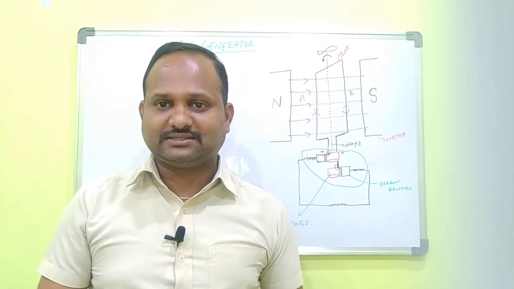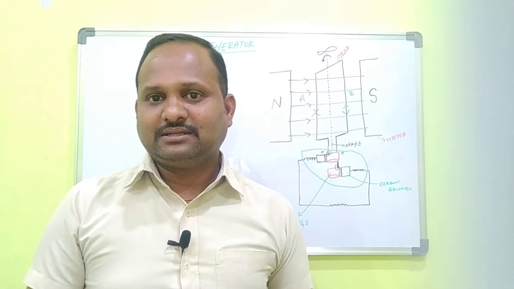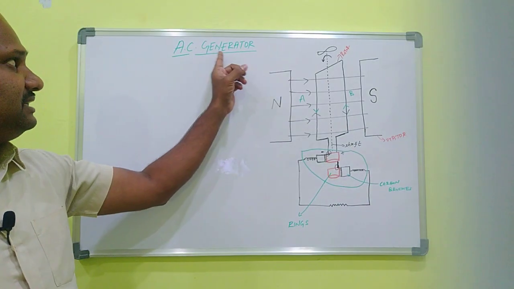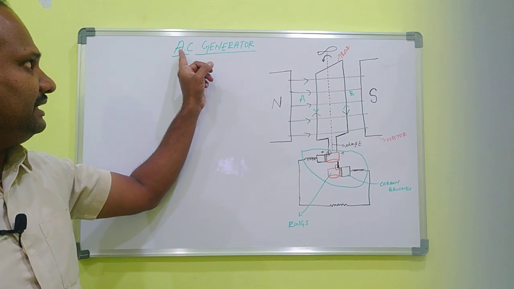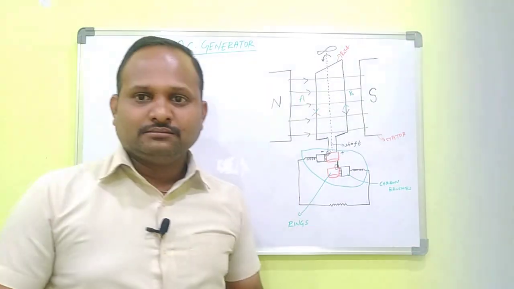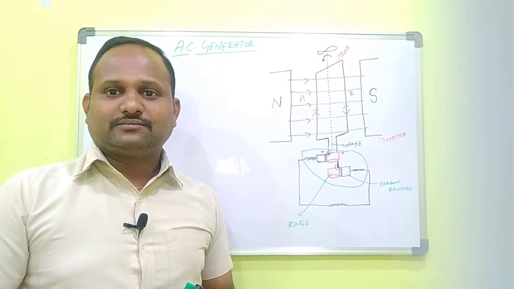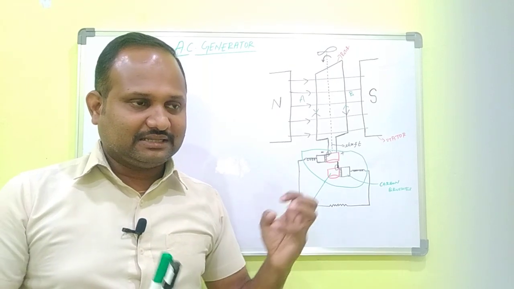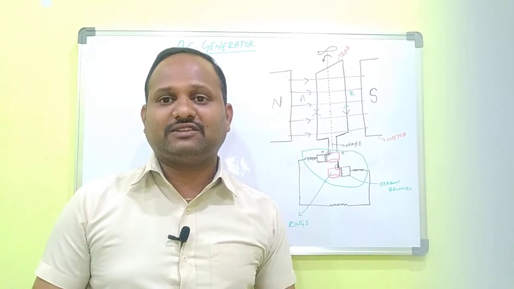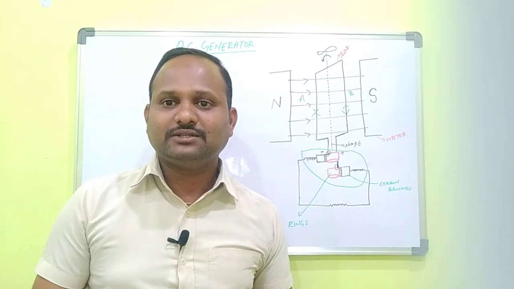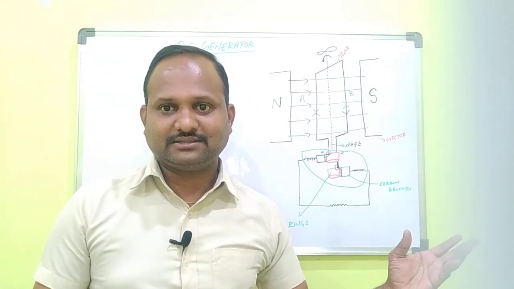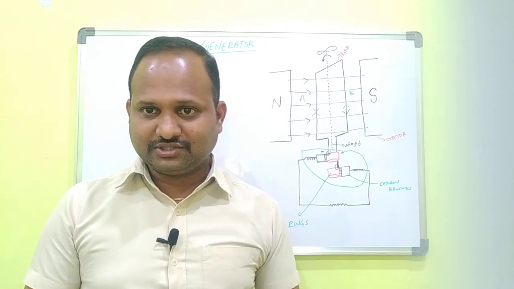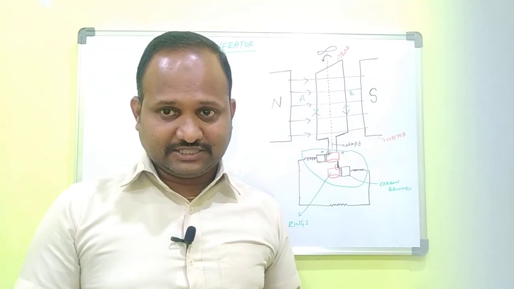That current is called alternating current. That's why this generator is named the AC generator, alternating current generator. That is the working. When the coil rotates continuously in the anti-clockwise direction, the current is produced, but its polarity keeps changing for every half rotation. So that current is called alternating current. Here the current is induced because of electromagnetic induction. That is the principle of the AC generator.